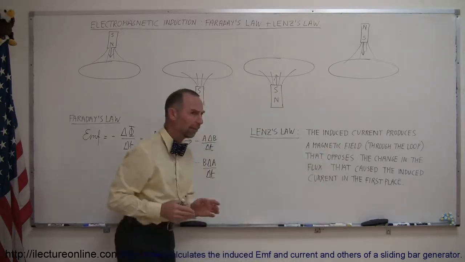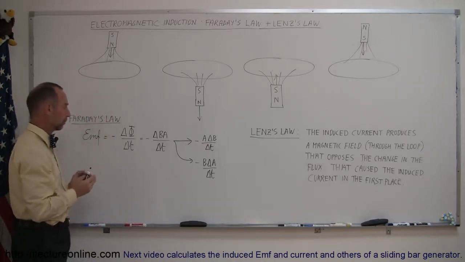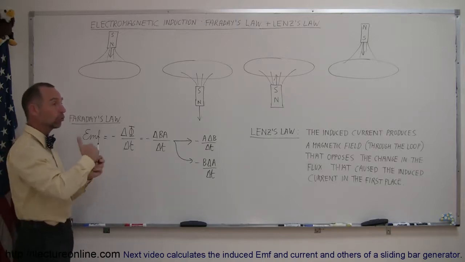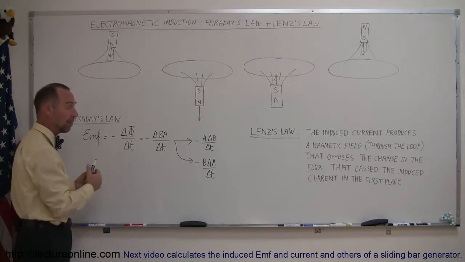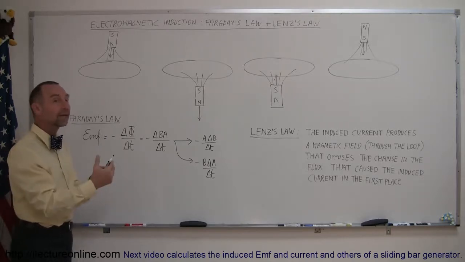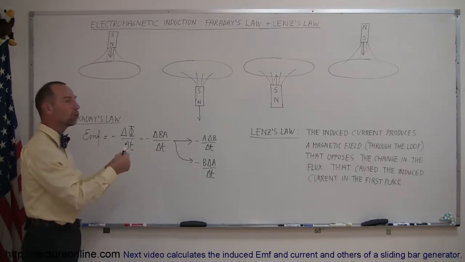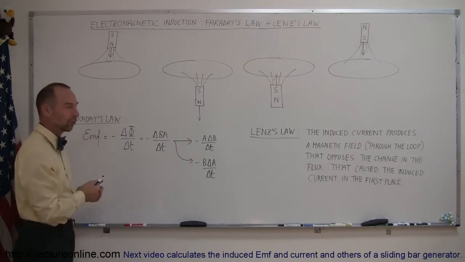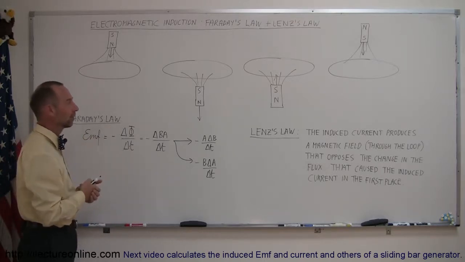So let's repeat that. We have a changing flux through a loop that produces an EMF. That EMF produces a current. That current, which is induced by the induced EMF, will produce its own magnetic field, which will oppose the change in the flux that caused the induced EMF and the induced current in the first place. Wow. That's really a handful, isn't it? Or a mouthful, if you want to call it that.